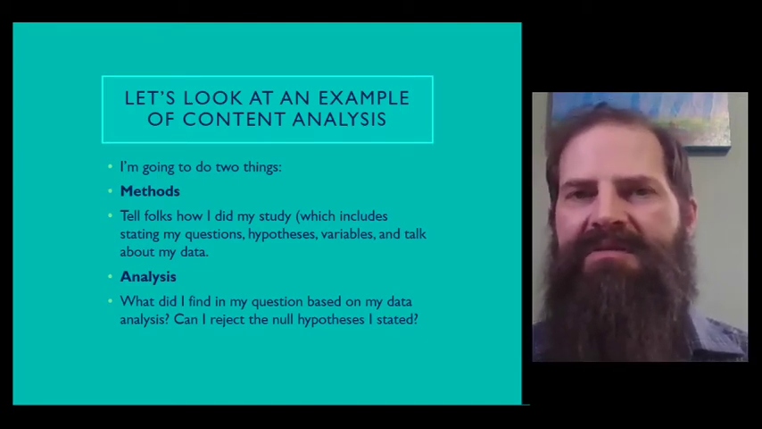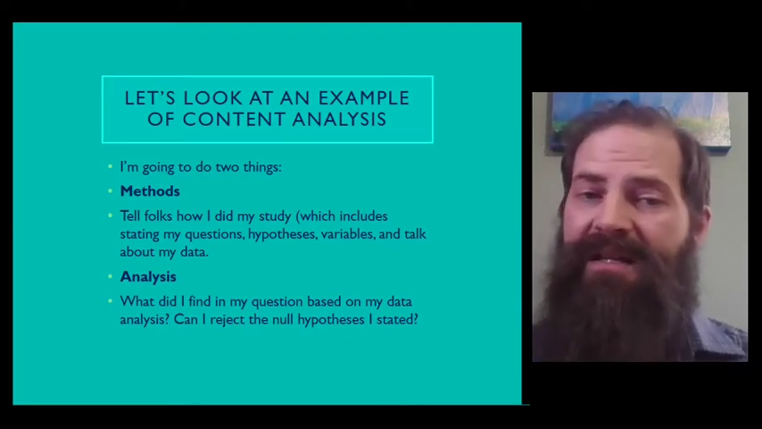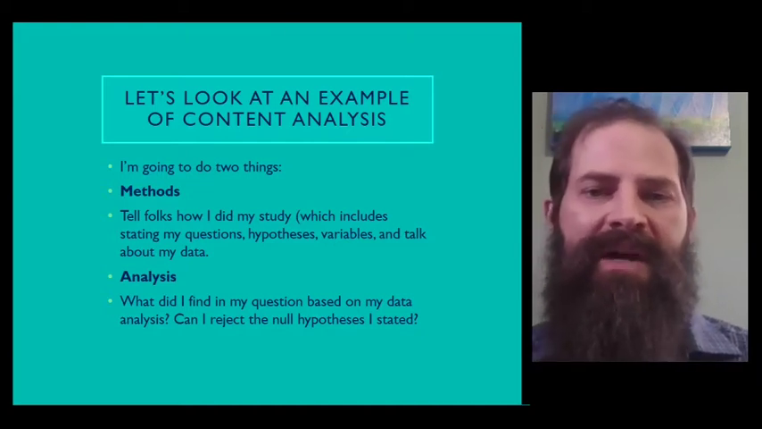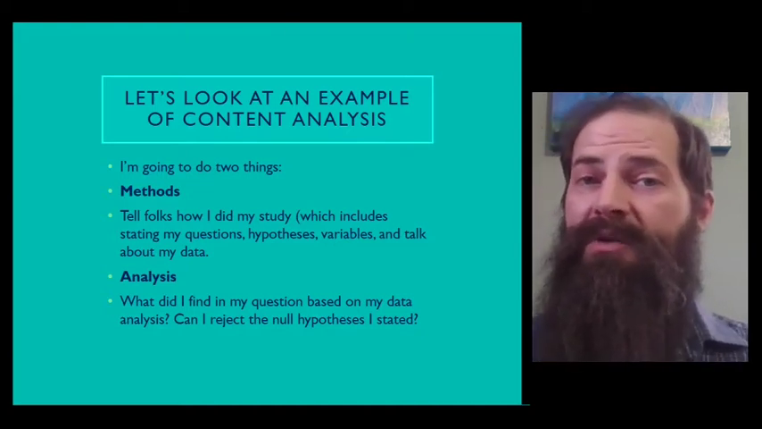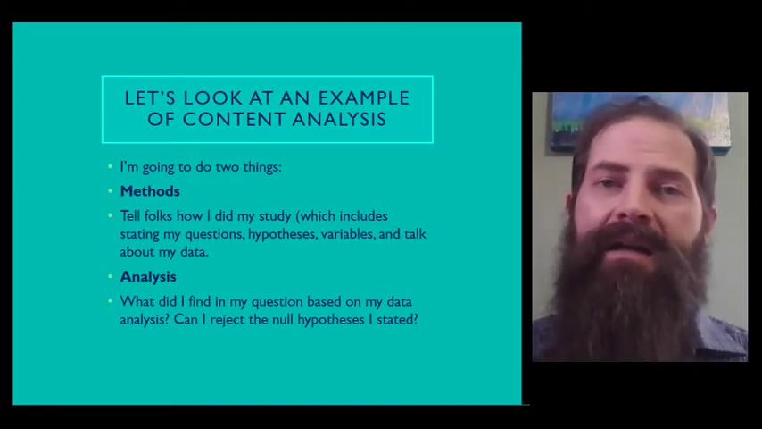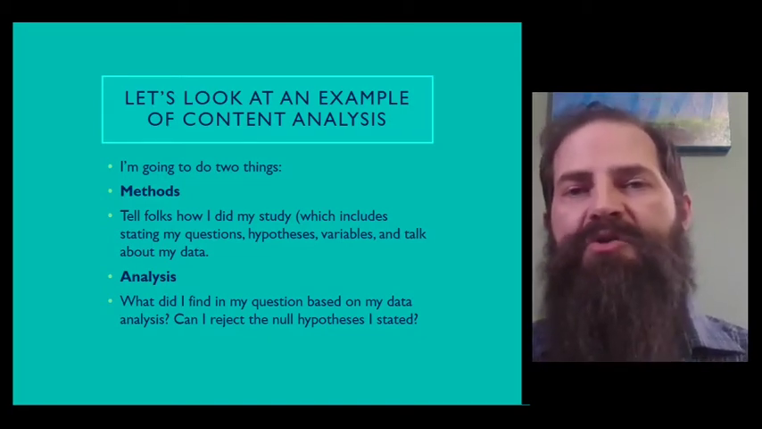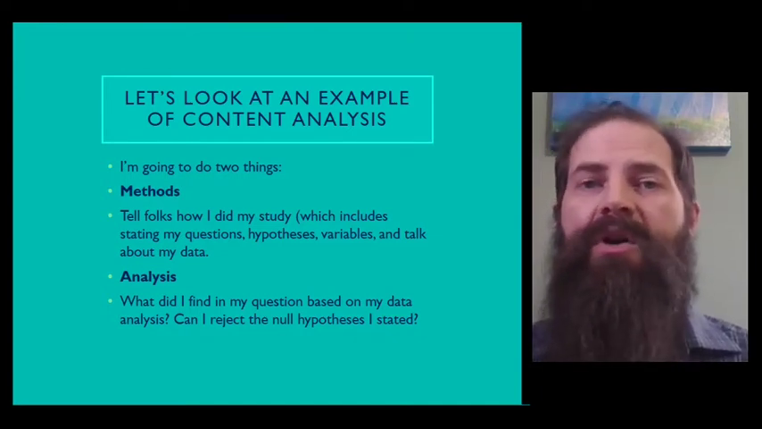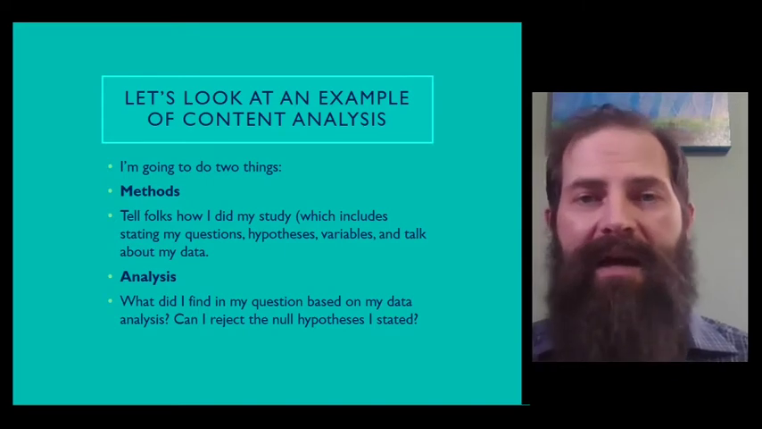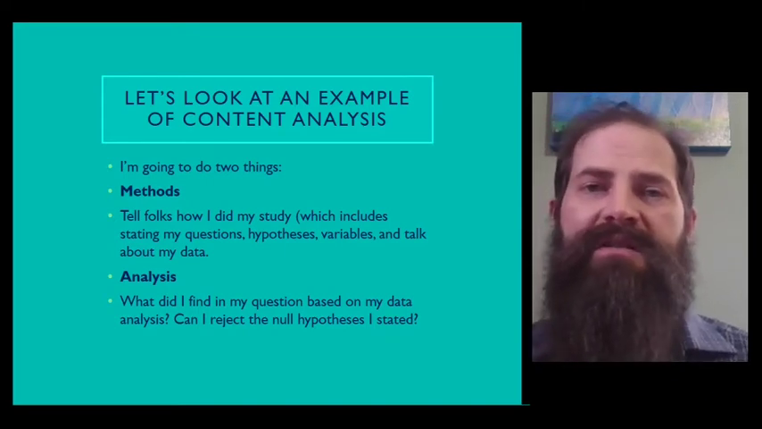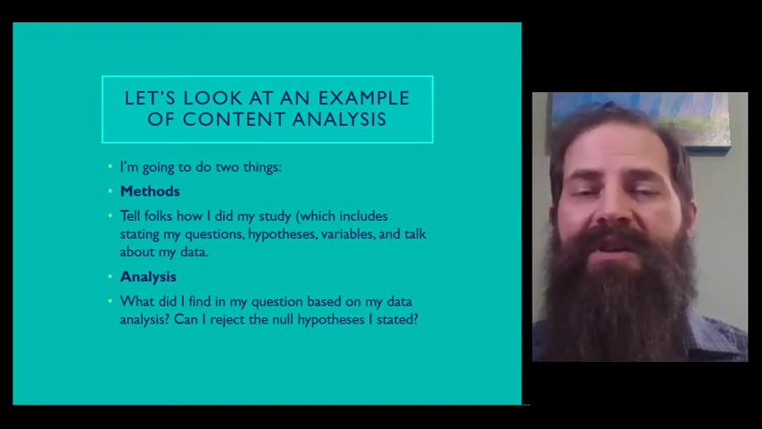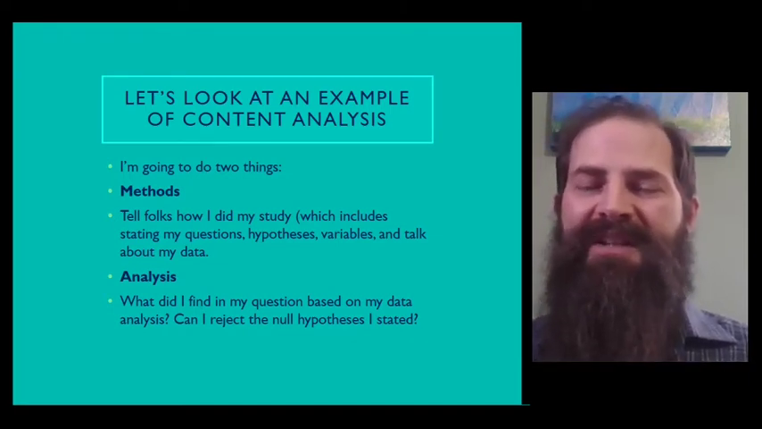Now, in methods, this is a section where I go about telling folks exactly how I did my study. This includes stating my questions, my hypotheses, variables, and talking about the data that I work with. One quick note about that: I'll never say I, my, me, anything first person in this section. In fact, all of your scientific papers from here on out will not use I, my, me, or any other first person that you might use in the writing. Instead, you're going to use the phrase the researcher. The researcher is technically third person.